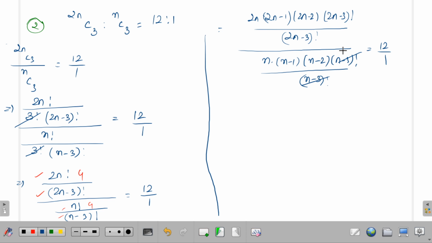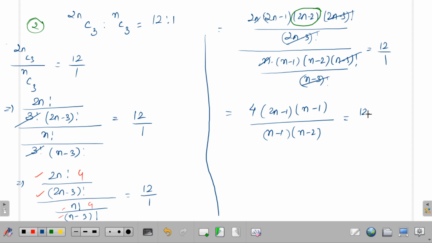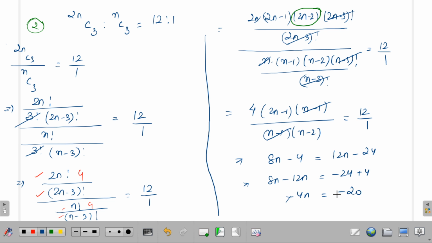Now we cancel this with that, and this with this, and similarly I can cancel n. From here I can take 2 common. So the answer will be 4, and 2n minus 1, I'll get here n minus 1, divided by n minus 1, n minus 2, is equal to 12 by 1. So I can cancel n minus 1, n minus 1. So if I multiply, I'll get here 8n minus 4 is equal to 12n minus 24. So 8n minus 12n is equal to minus 24 plus 4. So I got 8n minus 12n, which is minus 4n, is equal to minus 20. So the minus signs cancel, and n is equal to 5. So that's all about your question number 2.